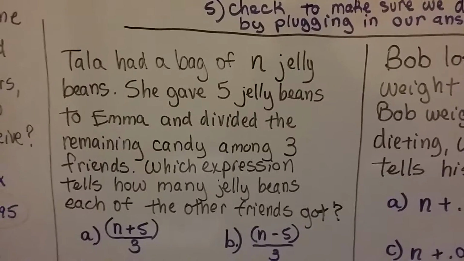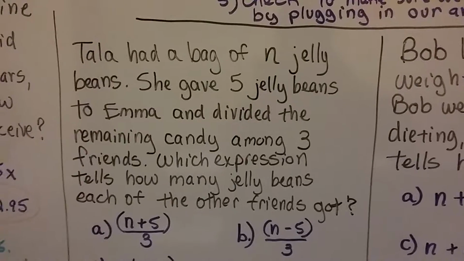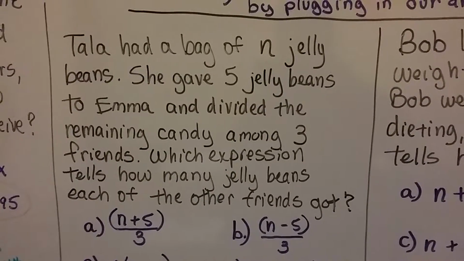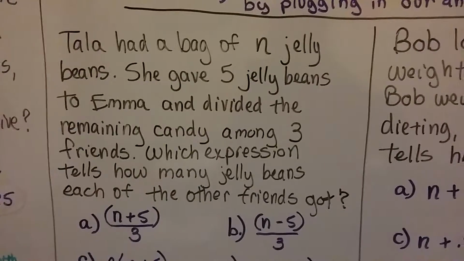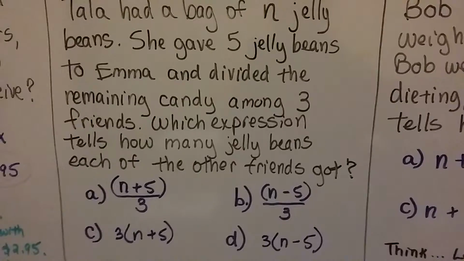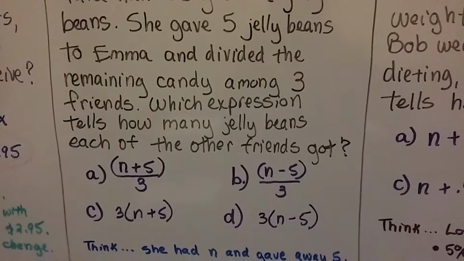Tala had a bag of N jelly beans. She gave 5 jelly beans to Emma and divided the remaining candy among 3 friends. Which expression tells how many jelly beans each of the other friends got?